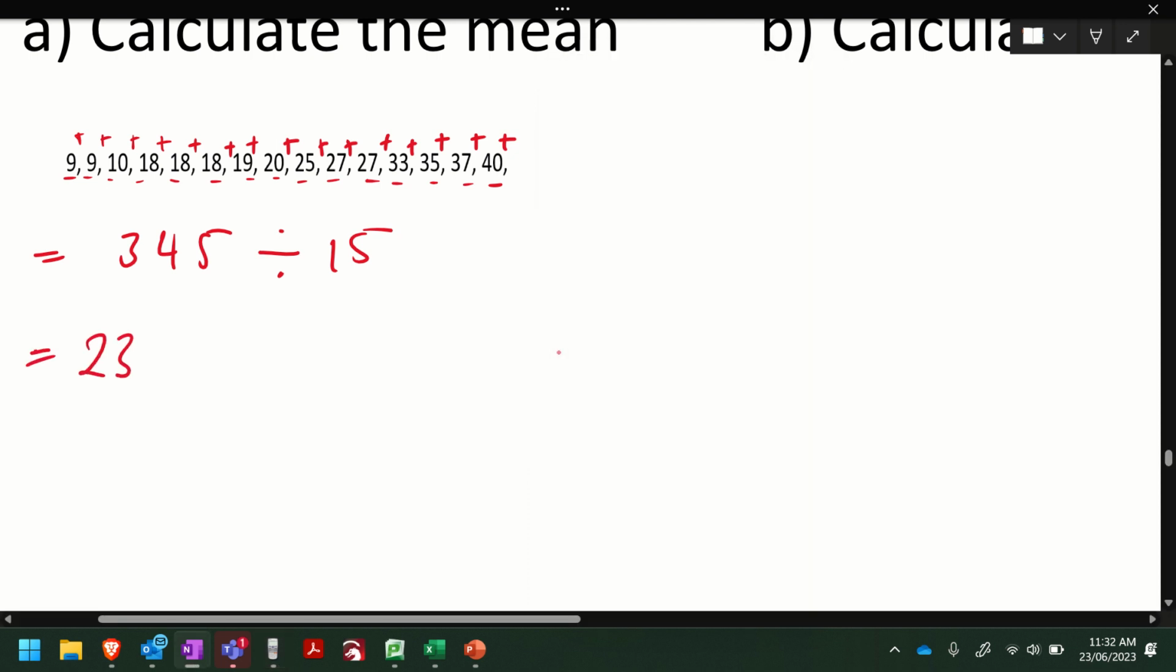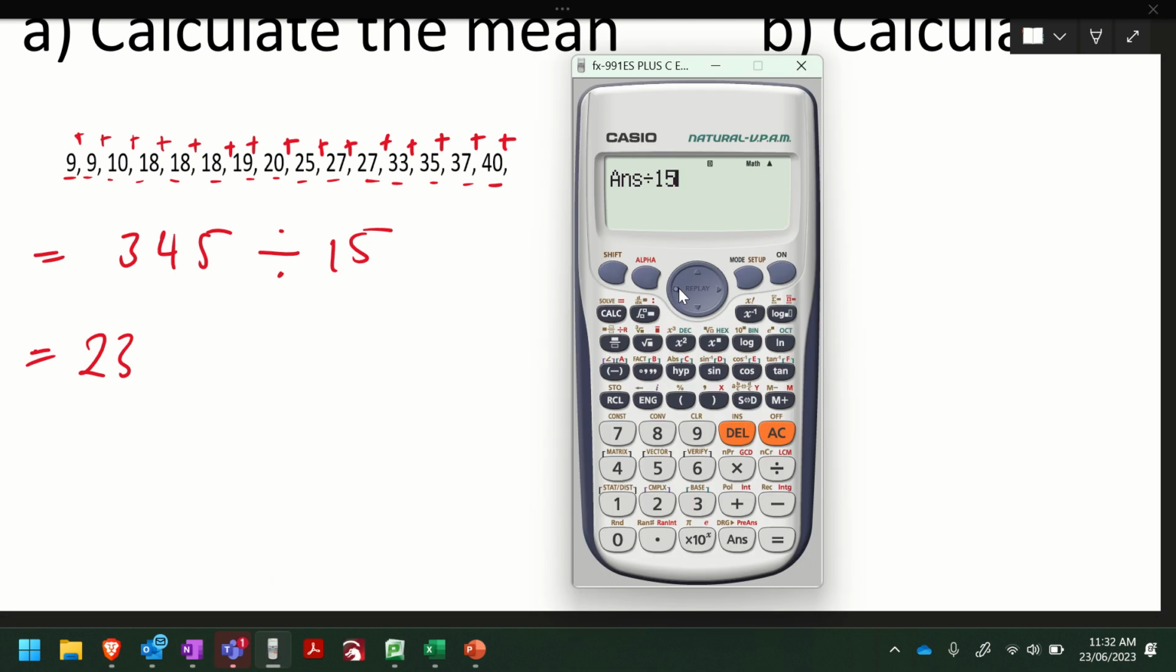Now, this is what I hate the most. This is what kids do on their calculator, right? Please do not do this. Let's see if I can get it back. Oh, no, I can't. No, it won't work.